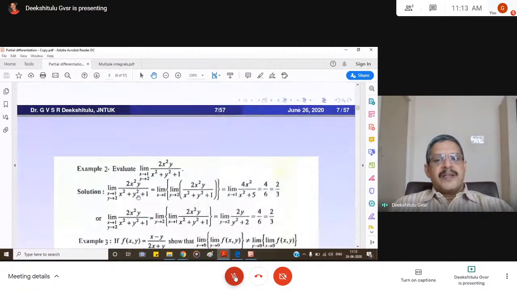So take another example. Limit as x goes to 1, y goes to 2, of 2x square y by (x square plus y square plus 1). First, limit x goes to 1, y goes to 2.